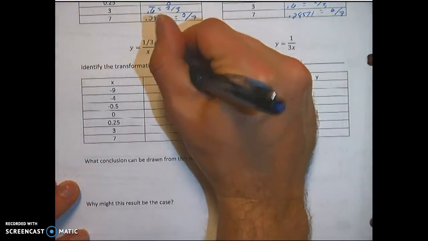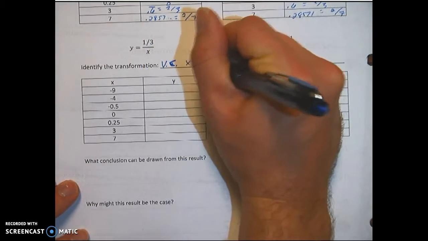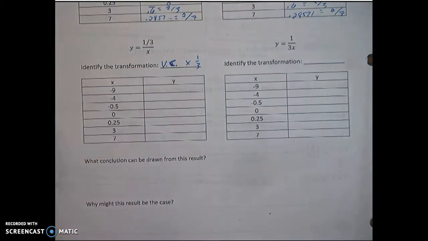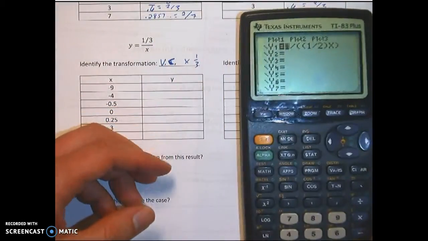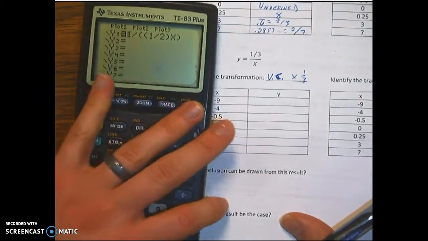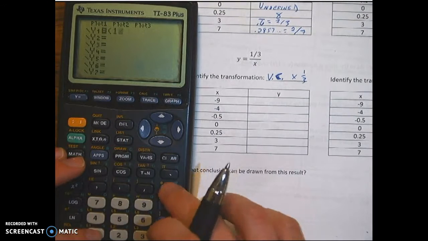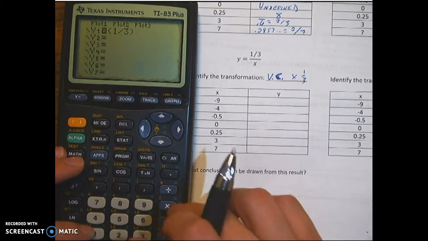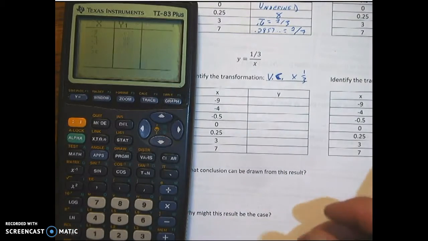This is a vertical compression by a factor of 1/3. And same table of values. I'm just going to change this to a vertical compression of a factor of 1/3. So I'm going to do 1 over 3 divided by x. And I'm going to grab the table of values here.